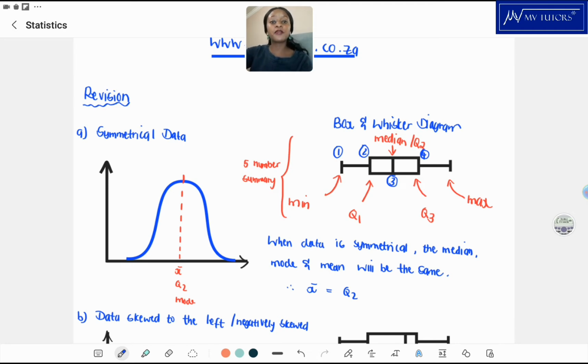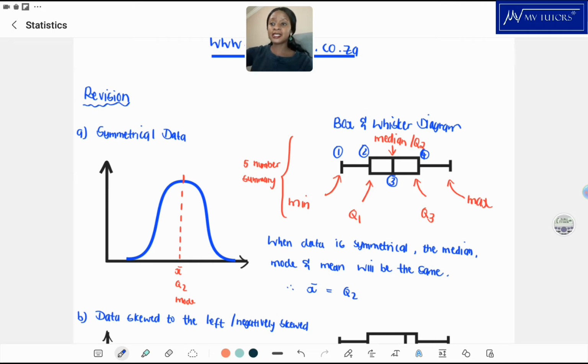So what you would do, if you have your data set, is arrange it in order from the minimum to the maximum. And by plotting the whisker diagram, you would show your minimum, your maximum, and then your first quartile, your second quartile, as well as your third quartile: your lower quartile, your median, and your upper quartile. All right, so that is how you would plot the whisker diagram.